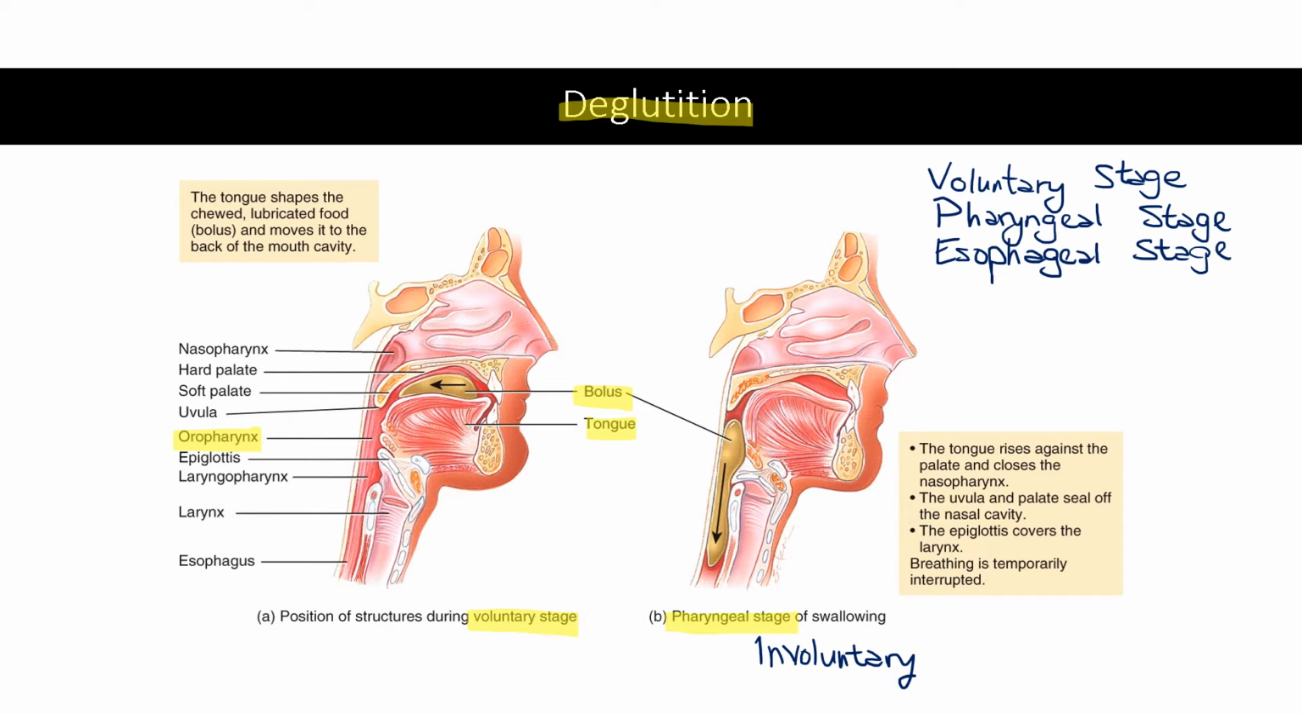So the voluntary stage is moving the bolus to the back of the oral cavity with the tongue, which is a voluntary action. And then the pharyngeal stage is just that movement of the bolus from the oropharynx, or I guess through the whole pharynx, into the esophagus. And this is an involuntary stage.